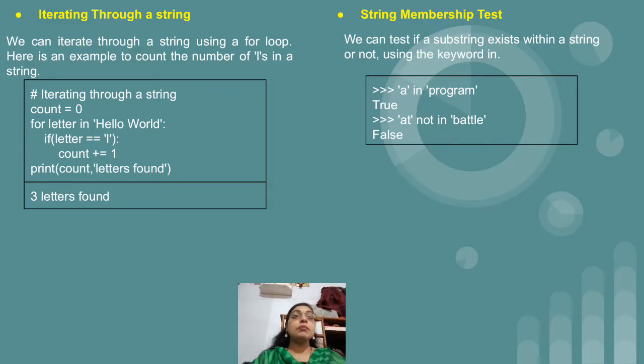After that, the string membership test: if you want to check whether a specific character or set of characters is present inside the string or not, for that purpose we make use of the membership operator. So membership operators are in and not in. At the starting we saw the operators which are available in Python, right? In that we have seen these membership operators, in and not in.